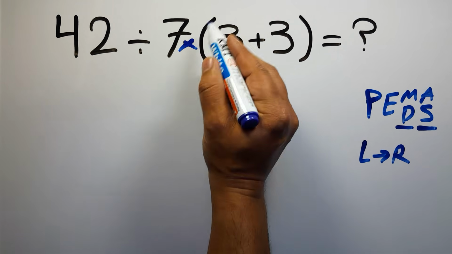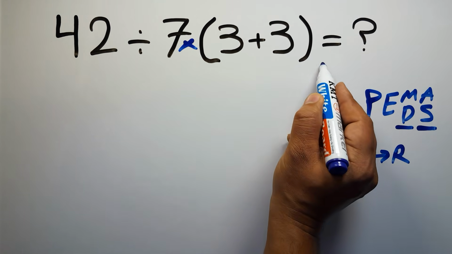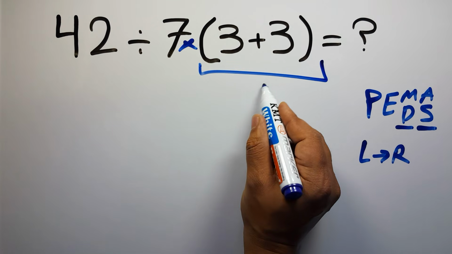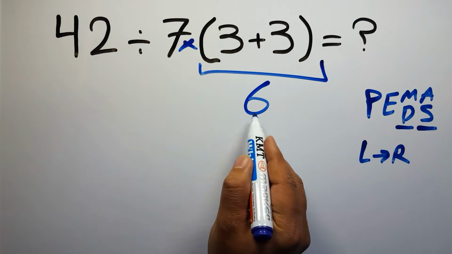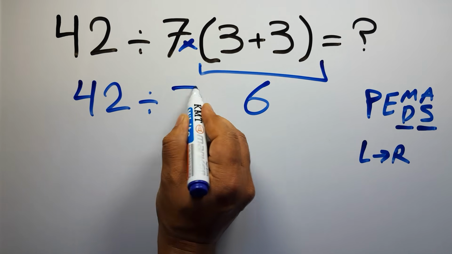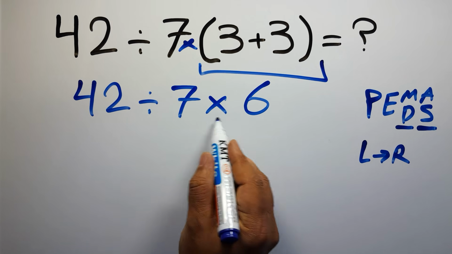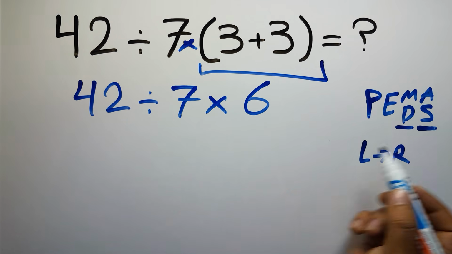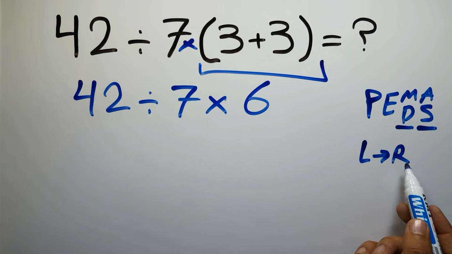So first we have to do this parentheses. Inside this parentheses, we have 3 plus 3, which equals 6. So 42 divided by 7, then times 6. Now we have one division and one multiplication. As I said, multiplication and division have equal priority and we have to work from left to right.